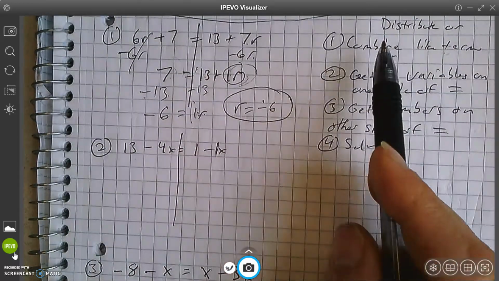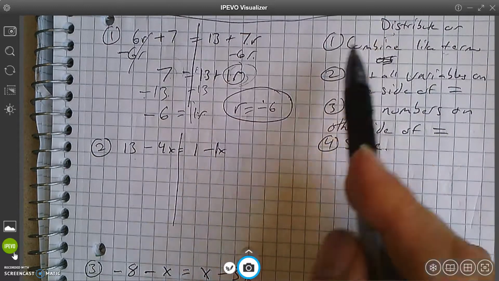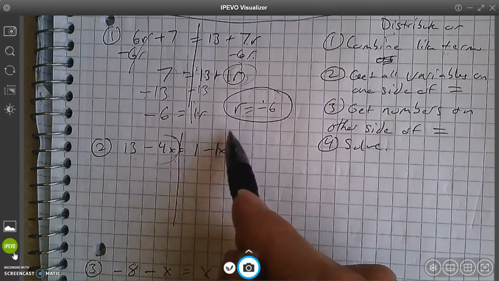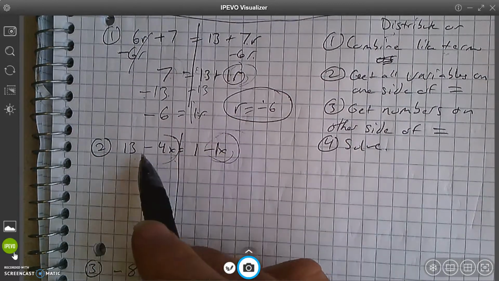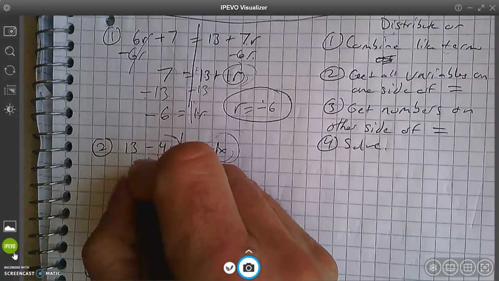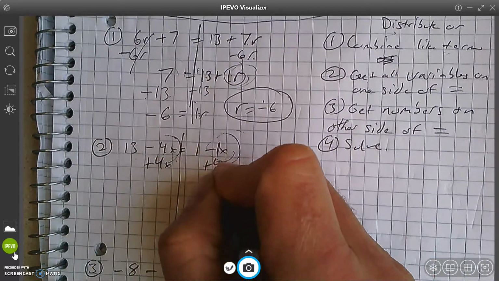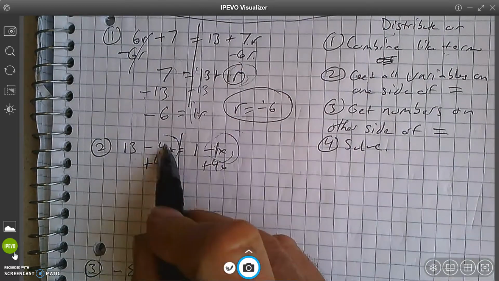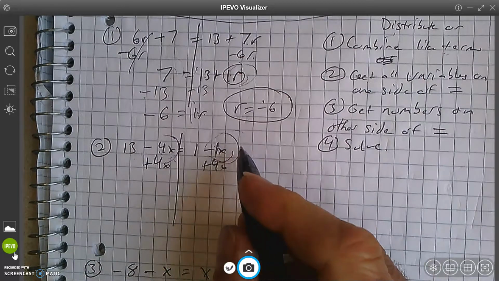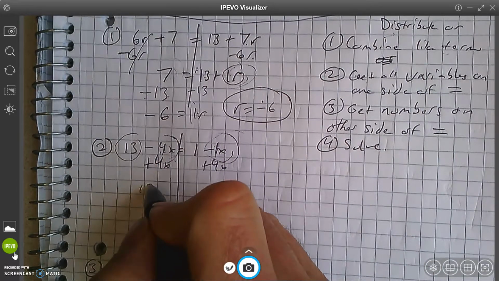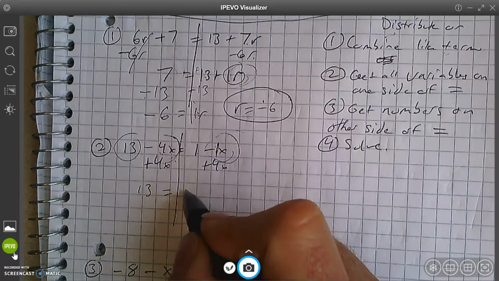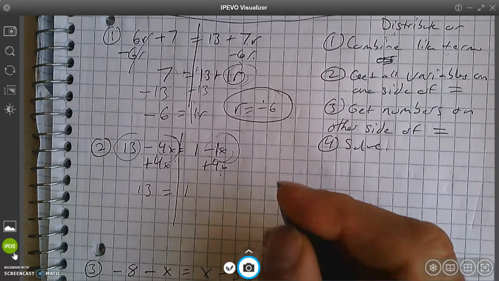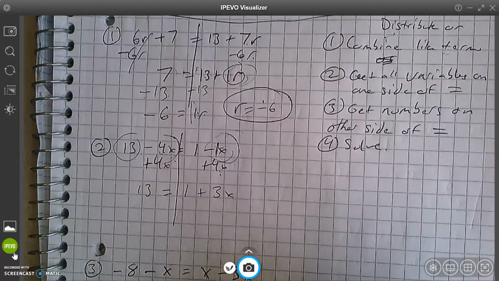Which one is it, distribute or combine like terms? Nope. Which one is the least x? I have negative 4x and negative 1x. Which one's smaller? Negative 4, right? So I add 4x on both sides. Why? Because I'd rather owe $1 than owe $4. So this one is less. Next, 13 is still over here. 1 is still right there. Negative 1x plus 4x is 3x.